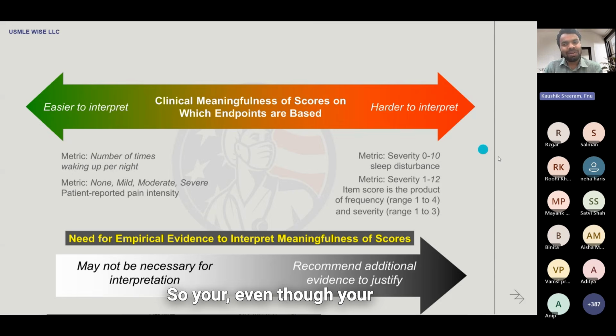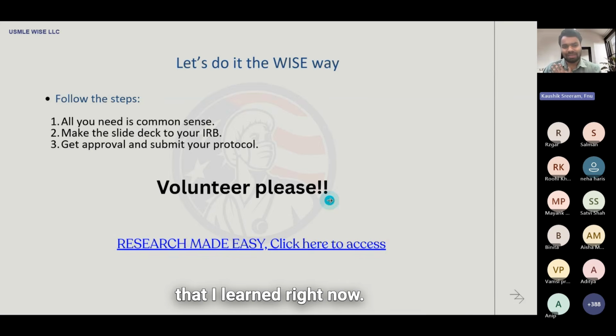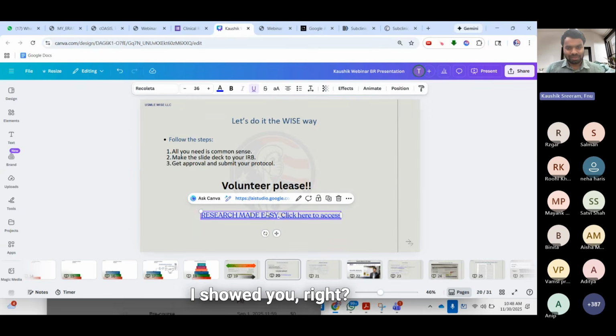So even though your evidence is easy, even though evidence is simple, it has to be meaningful and it has to make sense, right? So that is something that I learned. Now let's have our volunteer and I'll go over whatever I showed you, right?